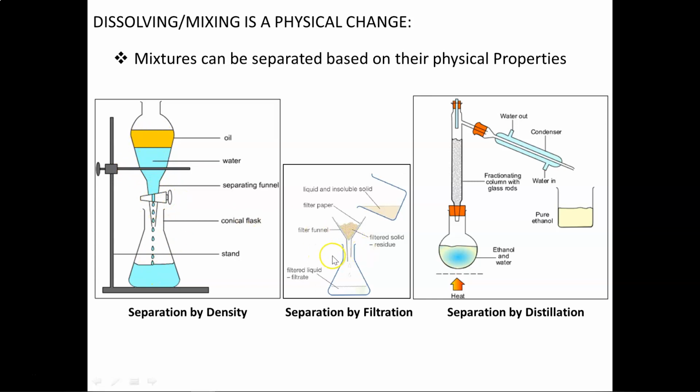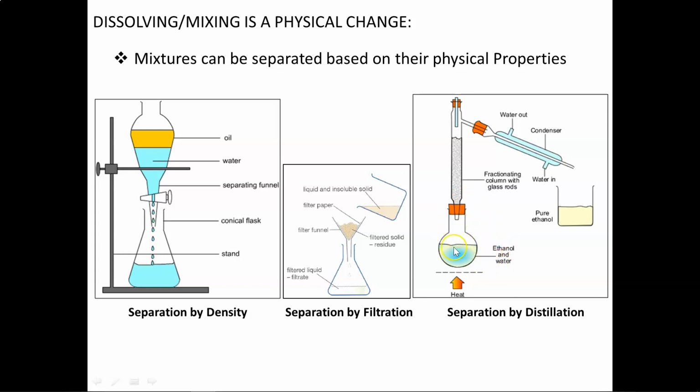When it comes to mechanical mixtures like insoluble solids and a liquid, I can use a filter paper. This will allow liquids that have small particles to seep through, while the larger particles in a solid form stay behind in the filter paper. So separating by density, separating based on particle size, and over here separating based on boiling point. So different substances typically have different boiling points. So for instance, ethanol and water. While water boils at 100 degrees Celsius, ethanol boils at around 78.